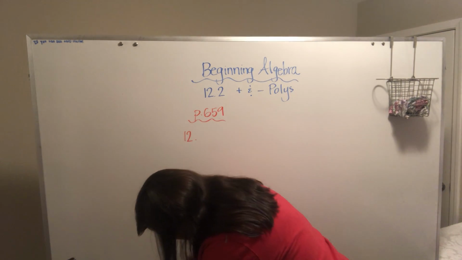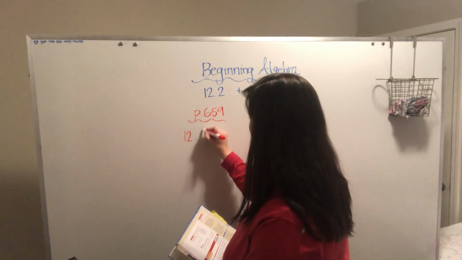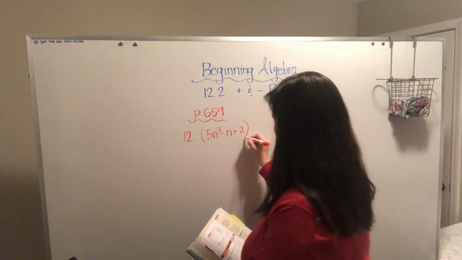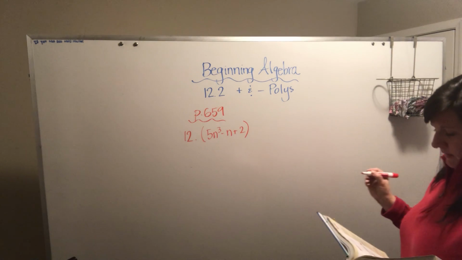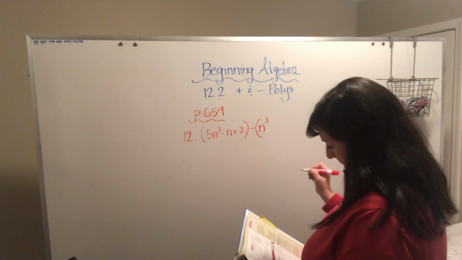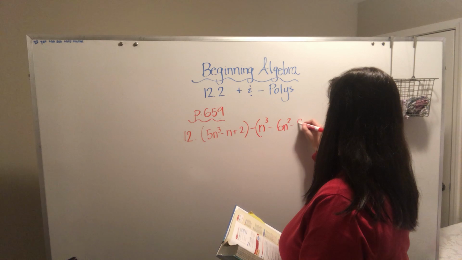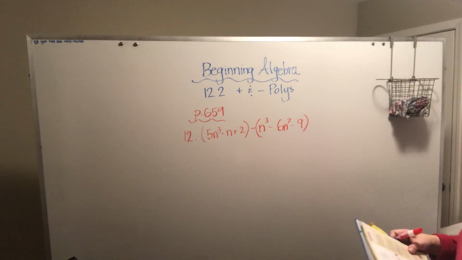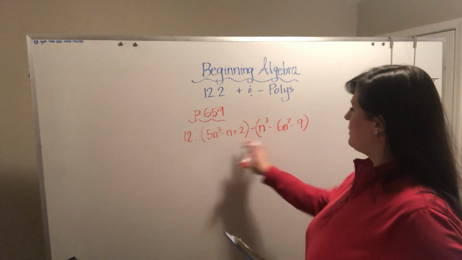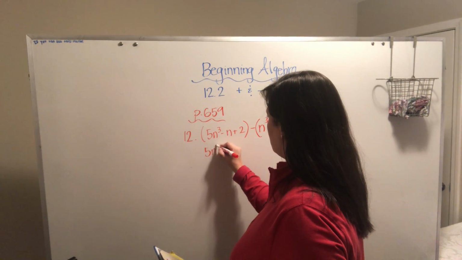So again, we have 5n cubed minus n plus 2. We're going to keep our parentheses, all right, minus n cubed minus 6n squared minus 9. This is a great one to do because we don't have the same exponents, we don't have the same type of terms in both. I'm going to go ahead and write this out just so you can see it.